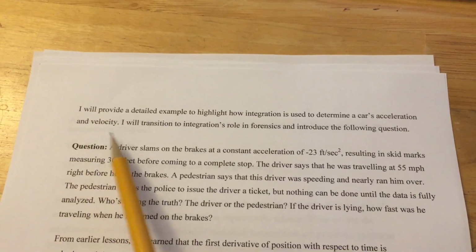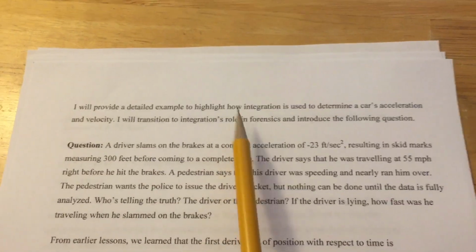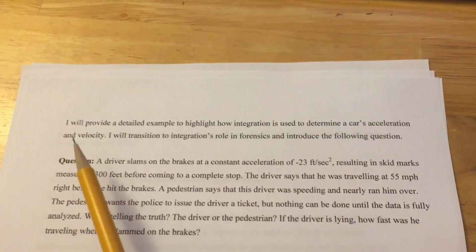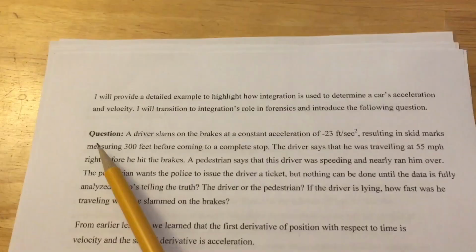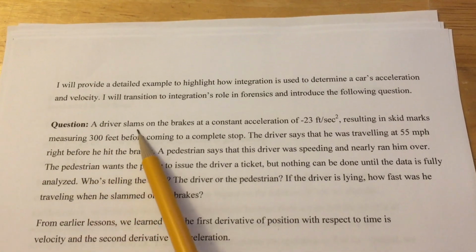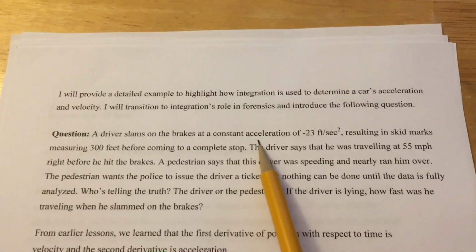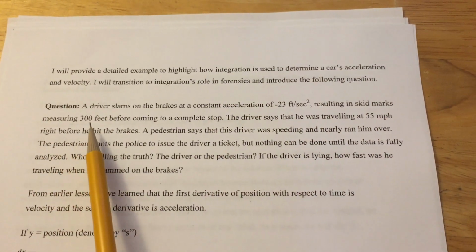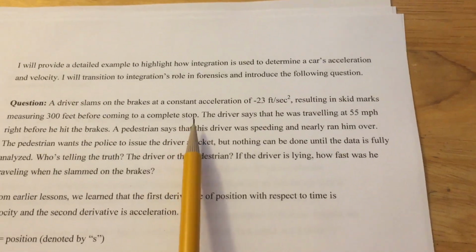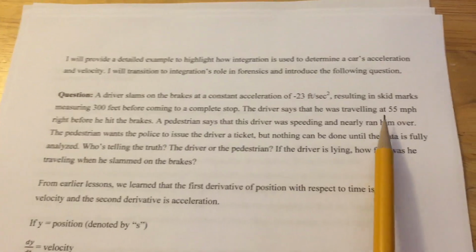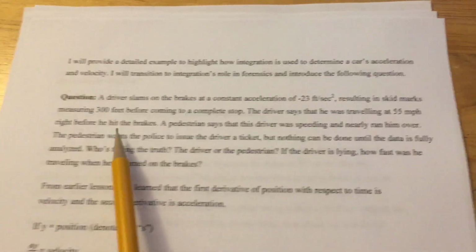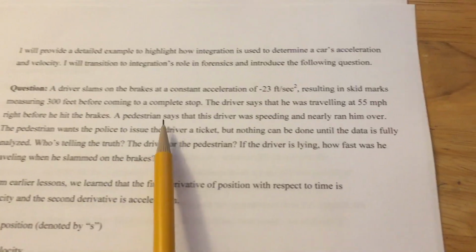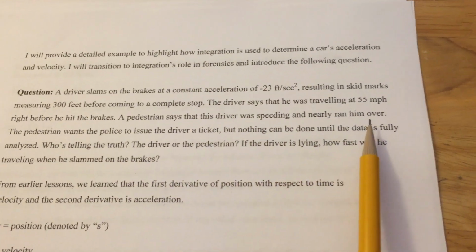For this lesson, I'll provide a detailed example to highlight how integration is used to determine a car's acceleration and velocity. The question is this: a driver slams on the brakes at a constant acceleration of -23 feet per second squared, resulting in skid marks measuring 300 feet before coming to a complete stop. The driver says that he was traveling at 55 miles per hour right before he hit his brakes. The pedestrian says that this driver was speeding and nearly ran him over.